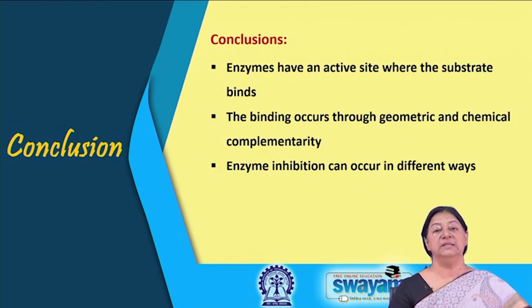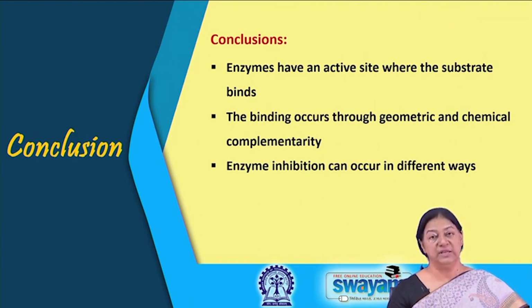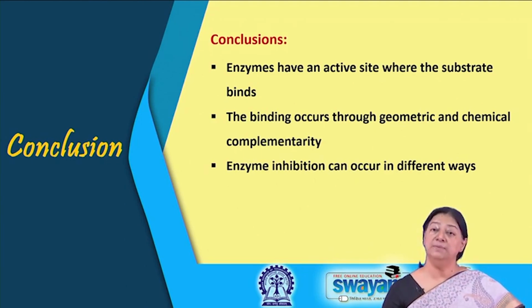So, what we did learn here is that enzymes have an active site where the substrate binds. The binding occurs through geometric and chemical complementarity. We looked at a specific reaction in terms of ribonuclease A, and we learned how the active site can bind the substrate. Then we looked at different types of inhibition: reversible inhibition and irreversible inhibition. In irreversible inhibition, we have covalent bond formation, and reversible inhibition means that we have an enzyme inhibitor complex, an enzyme substrate complex, and an enzyme substrate inhibitor complex in some cases, where we have a ternary complex.